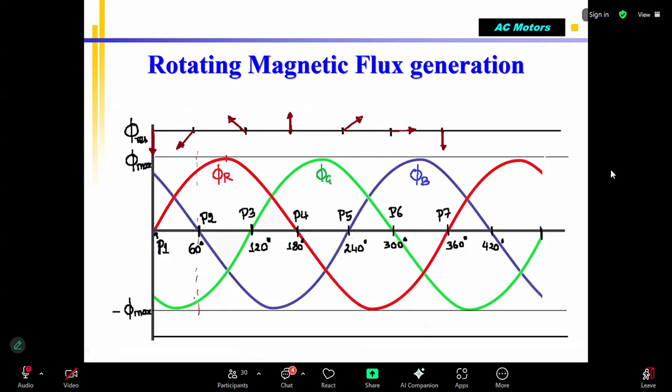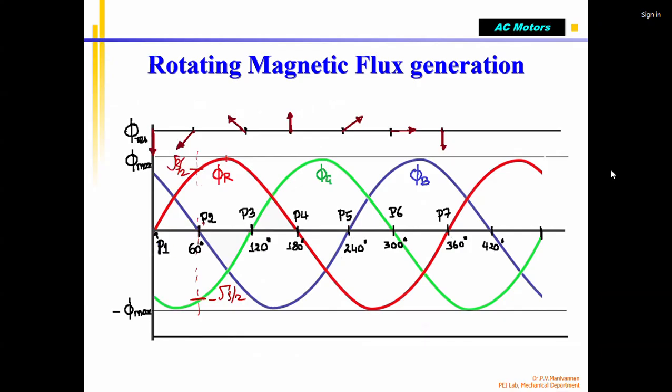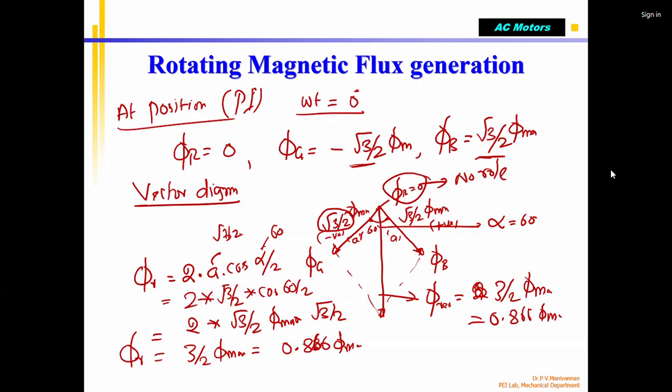Correct? This is minus root 3 by 2. That is the green phase. Okay? The red phase is plus root 3 by 2. Understand? Blue equals 0. Phi b is 0 because you can see that it is touching 0. That's what we have written here.